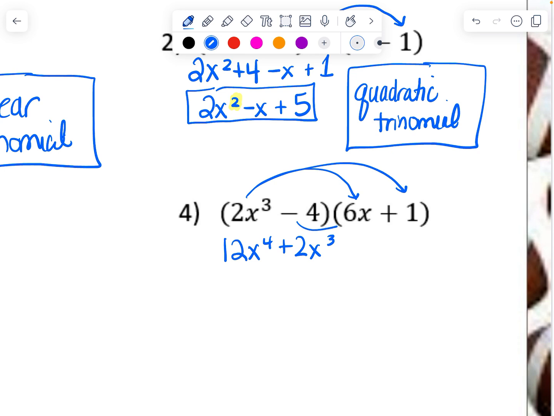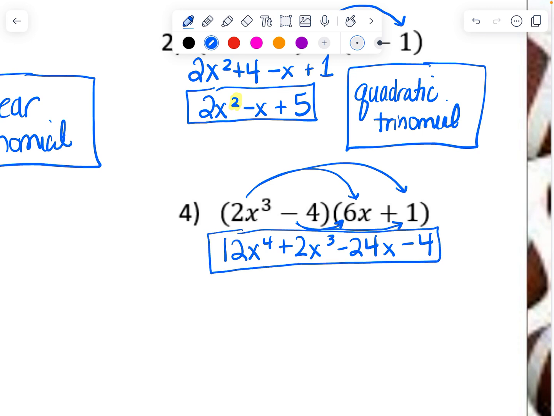And then I like to go down underneath. Negative 4 times 6x is negative 24x. And then negative 4 times 1 is negative 4. I don't have any like terms, so I'm done. And now I can name the polynomial. He's 4th degree, so he's quartic. And he has 4 terms, so he's a polynomial.